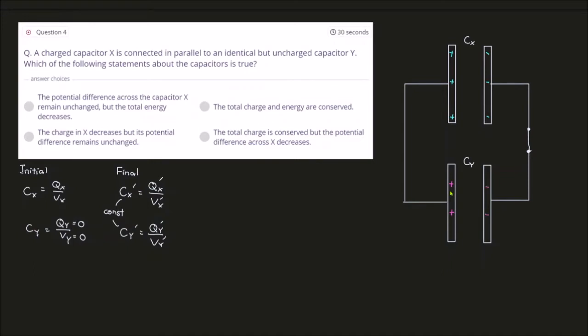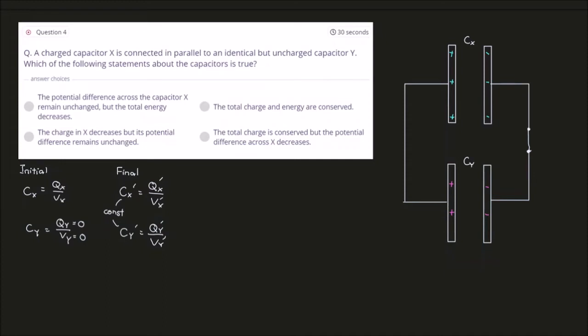The charge will keep moving from capacitor X to capacitor Y until a stage where the potential across this positive plate and this positive plate are the same. There's no potential difference between them. When there's no potential difference, only then will charge stop flowing. You need a potential difference for charge to flow. So the charge will keep on flowing from capacitor X to capacitor Y until the moment where the plates of capacitor X and the plates of capacitor Y share the same potential.